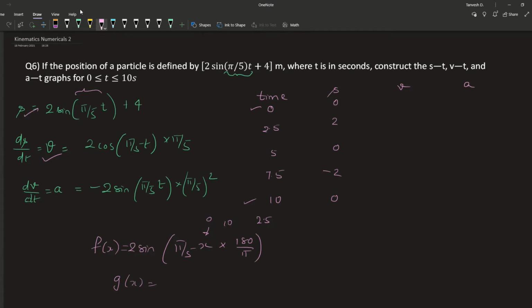Similarly, when we put about the velocity, we just do cos pi by 5 x into 180 by pi into pi by 5, starting from 0, ending on 10 and step of 2.5. We'll get the answer as 1.2566 at time equals to 0, then 0, then minus 1.2566, 0 and 1.2566. Similarly, for acceleration, we can put minus 2 sine pi by 5 x into pi by 5 the whole square.